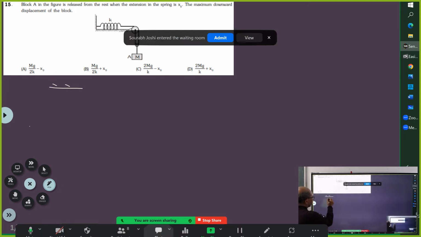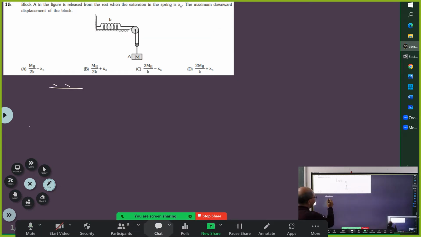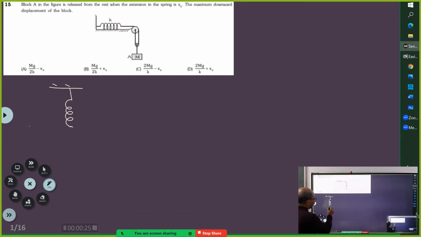There is a spring. You remember? There is a spring, and to this you have a mass m. Say that this is at position x equal to 0, and the spring is in its relaxed position. I am holding the mass in my hand.